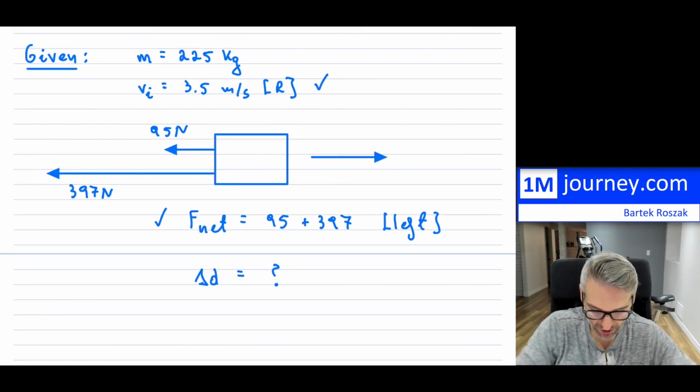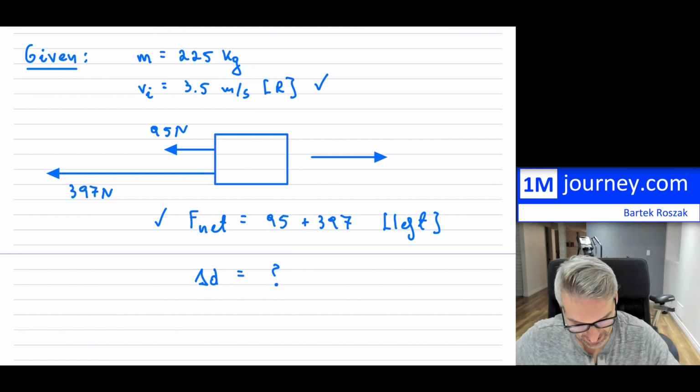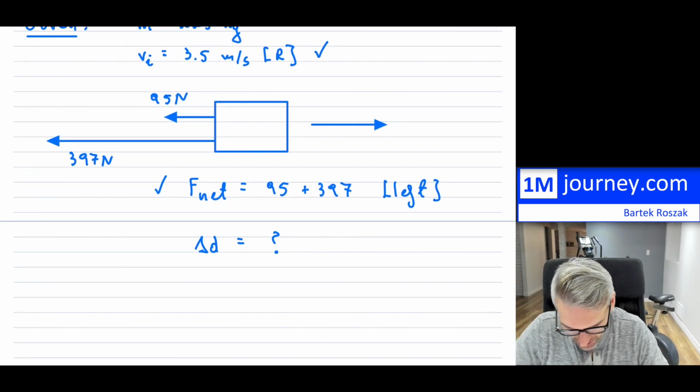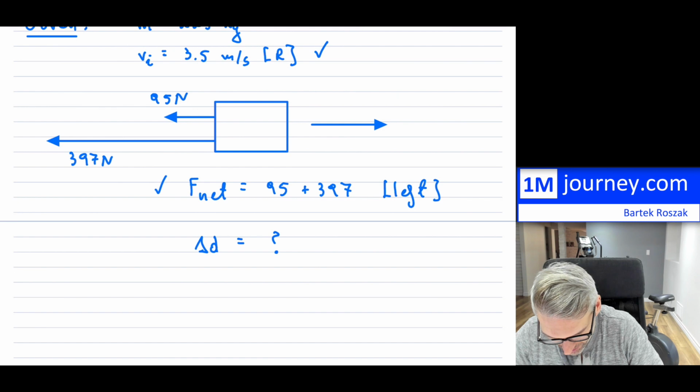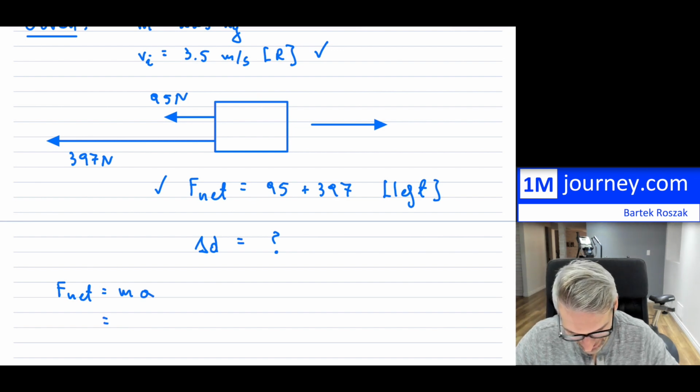Now, if you think back to kinematics and your equations, we typically need either the total time or the acceleration. We don't have the total time here. We don't have the acceleration either, although we can find it. In this case, it's going to be the deceleration. So let's start with that. We're going to try to find the acceleration. F net is equal to the mass times acceleration.